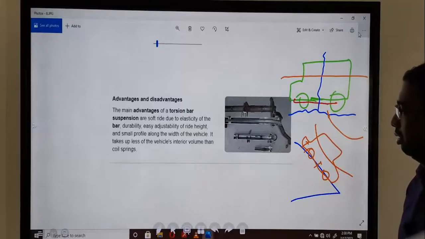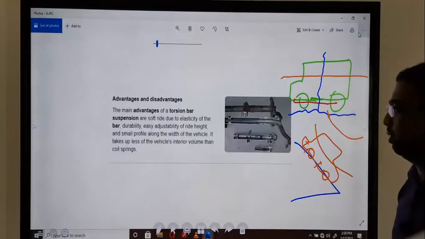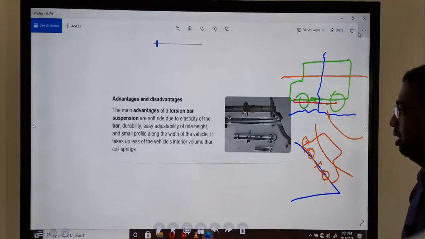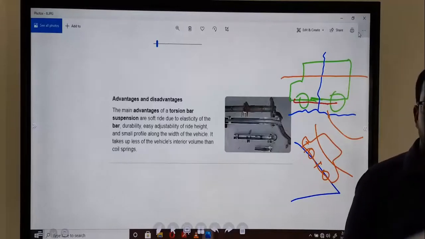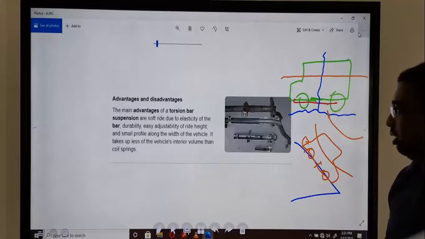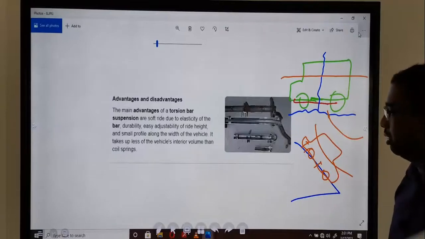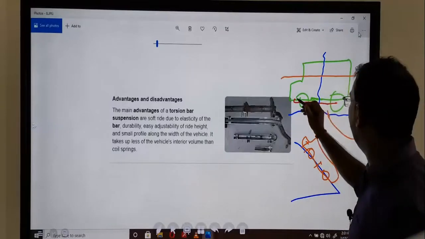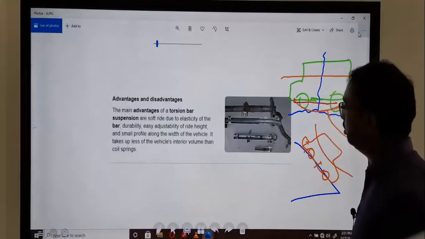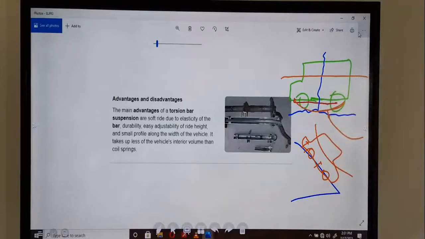It also has a small profile. It's a very small thin bar, proportional to the width of the vehicle, so it takes up less of the vehicle's interior volume than coil springs. Some vehicles use the torsion bar without coil springs. It works like a leaf spring. The torsion bar also absorbs such shocks.